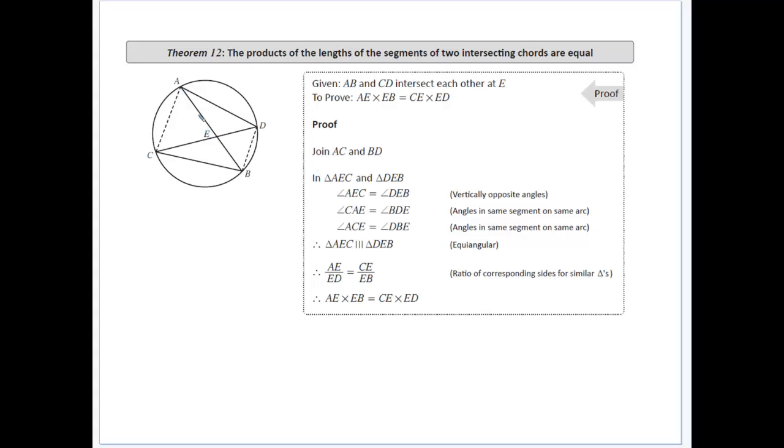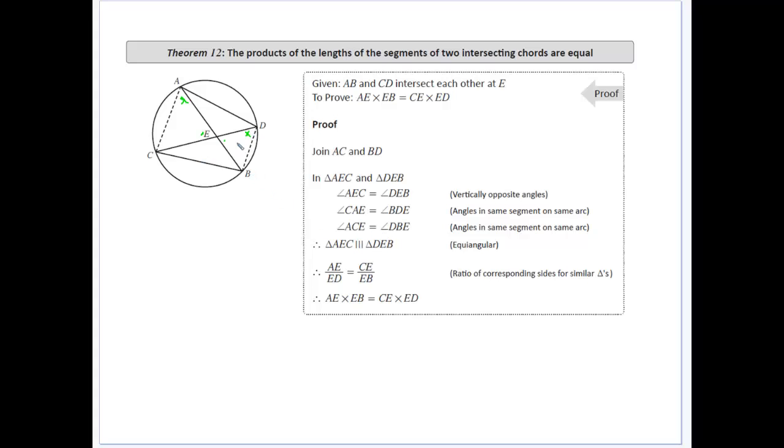So if we have a look at these two diagrams, we can join up AC and BD. In this triangle AEC, the angle AEC is equal to the angle DEB, because they're vertically opposite. We also get that angle CAE, this angle here, would be equal to angle BDE. We'll put a little cross in those. Those two angles are equal because they're on the same arc, BC, which is the arc that's causing them.